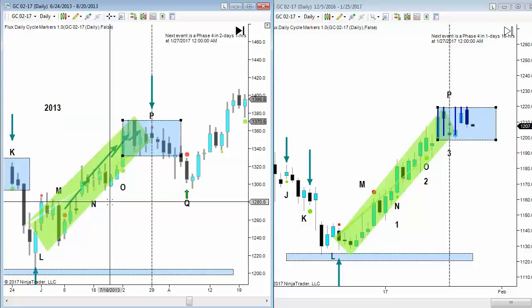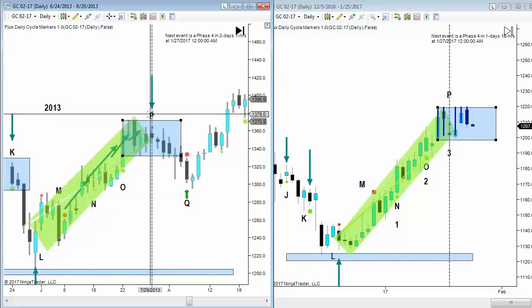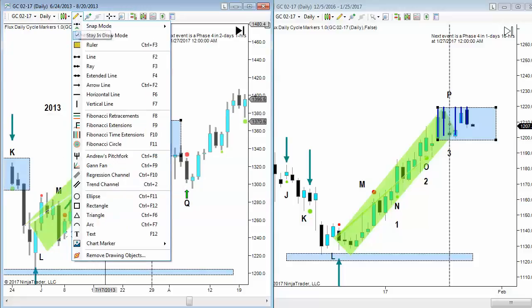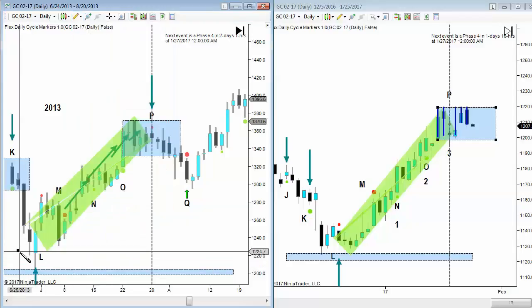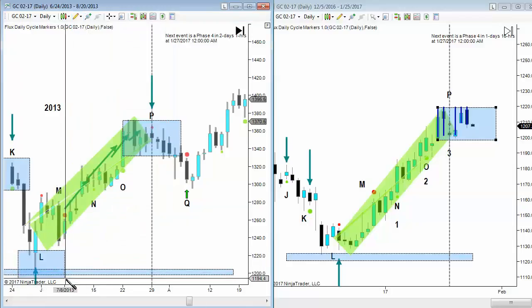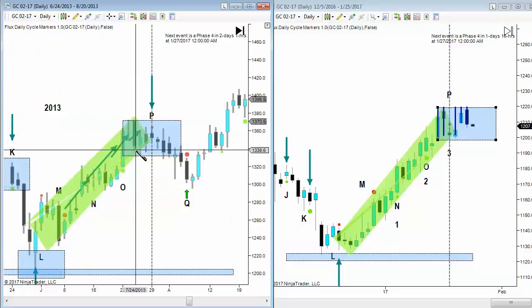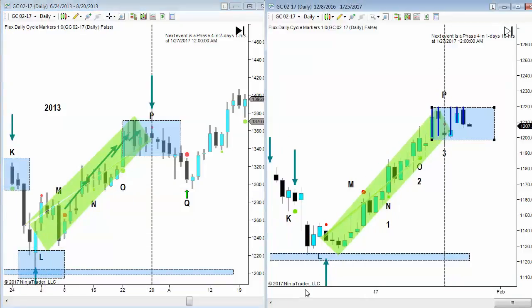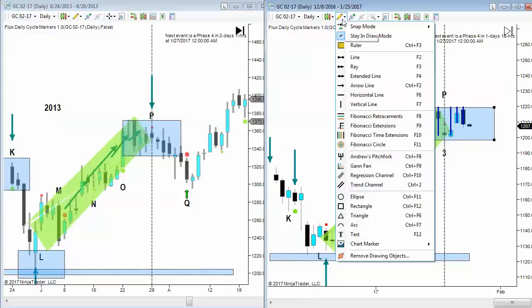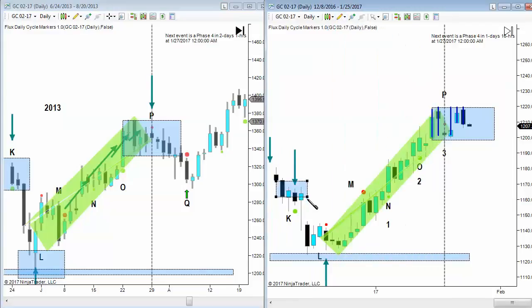In 2013, P is the counterpoint to L. We've driven all the way up. So we have K, L, P. Now look over here in 2017. We have K, we have L, and we have P.